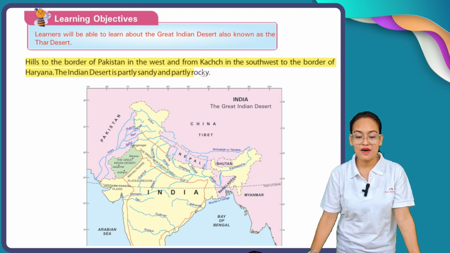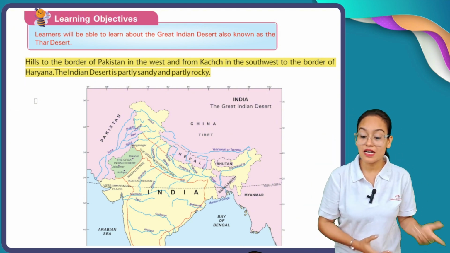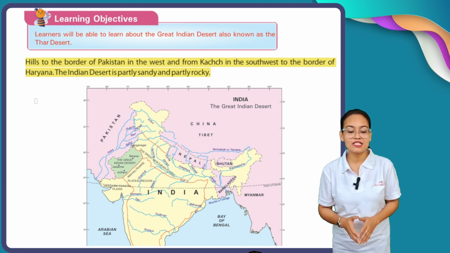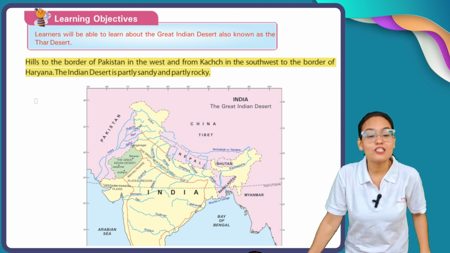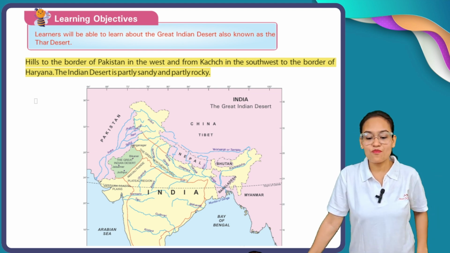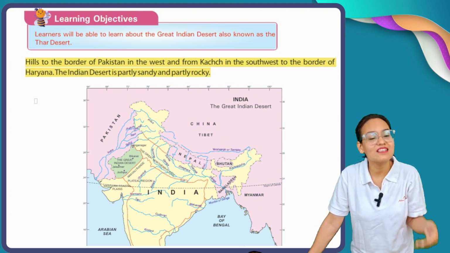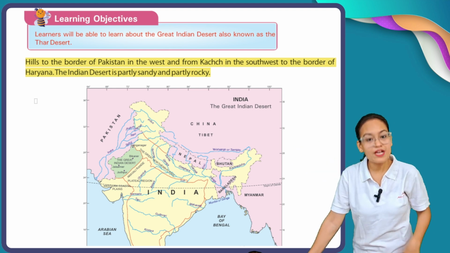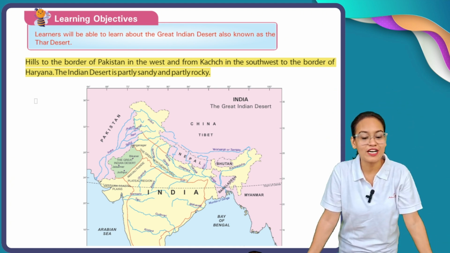Hills to the border of Pakistan in the west and from Kutch in the southwest to the border of Haryana. The Indian desert is partly sandy and partly rocky. So my dear students, here you can see the stretch of the Great Indian Desert. From the border area of Pakistan in the west and from Kutch, which is in the southwest, means it is in Gujarat, and till some portion of Haryana. This is all the area where the Thar Desert of India is present.